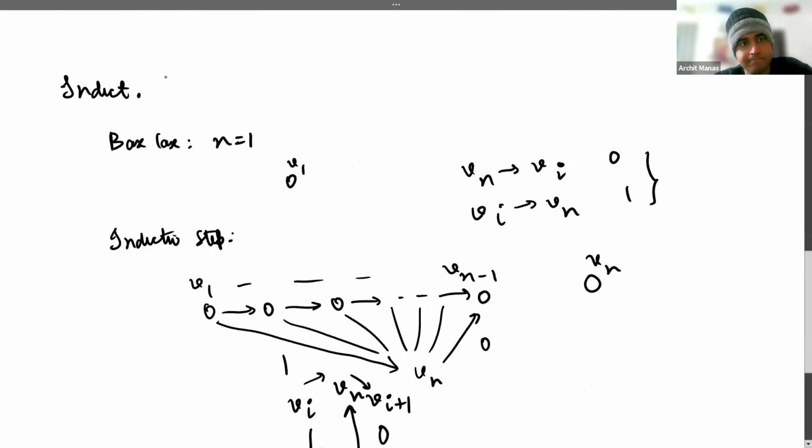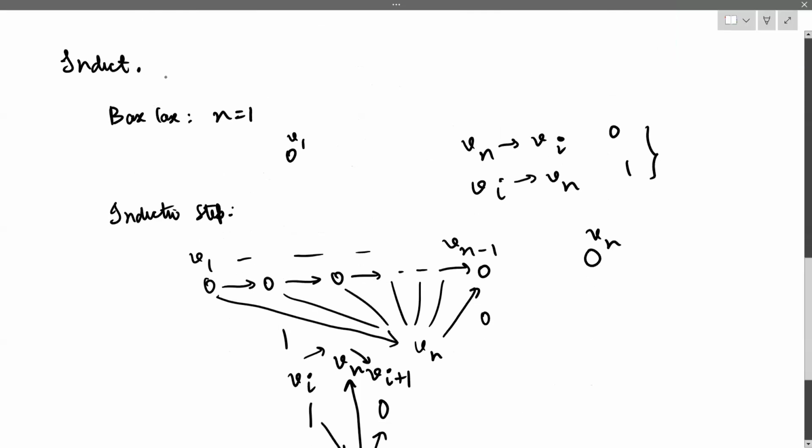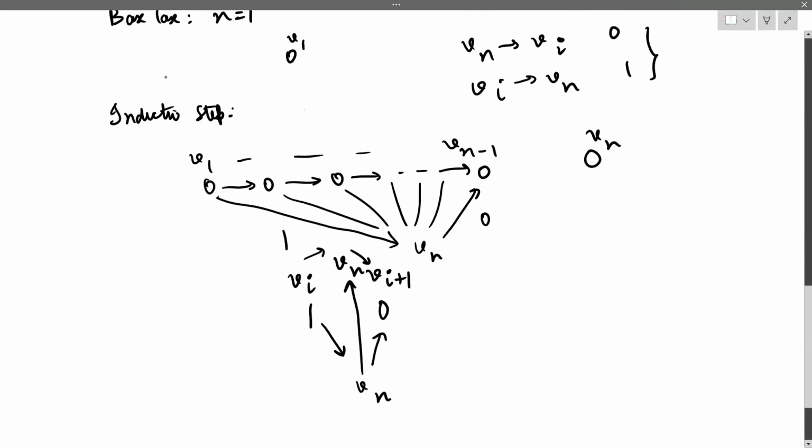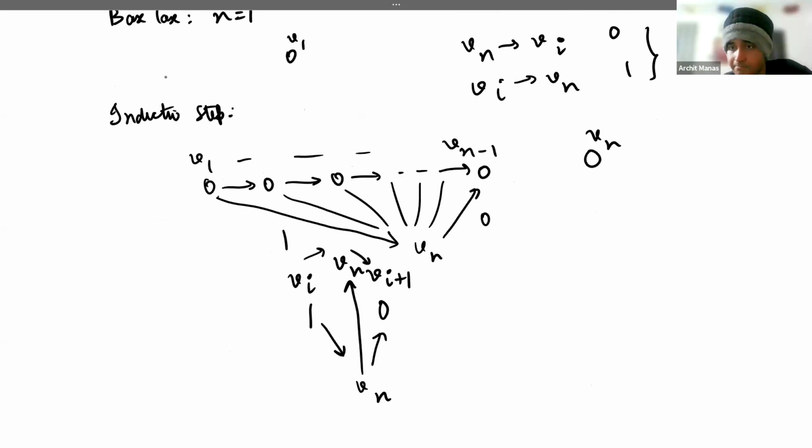Is this clear? Yes. Hamiltonian path means a path that has all the vertices. That's right. Okay.